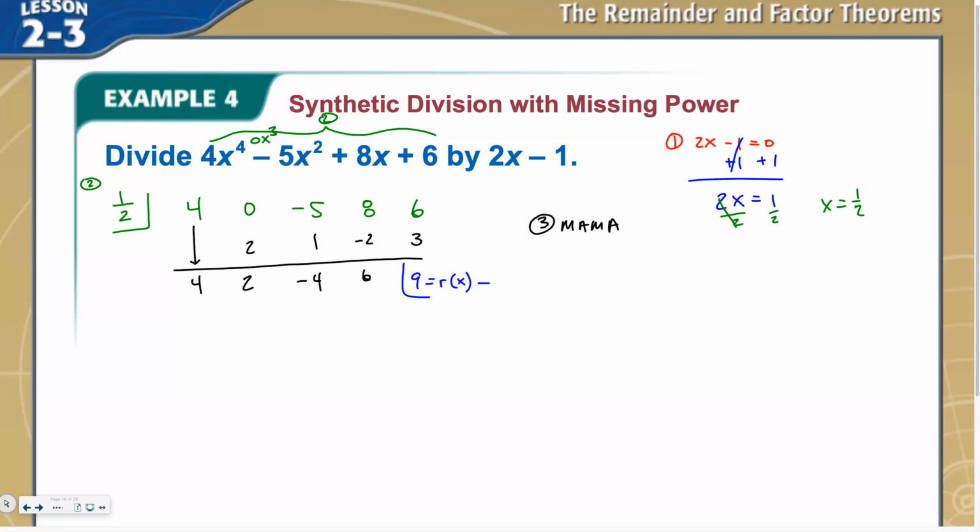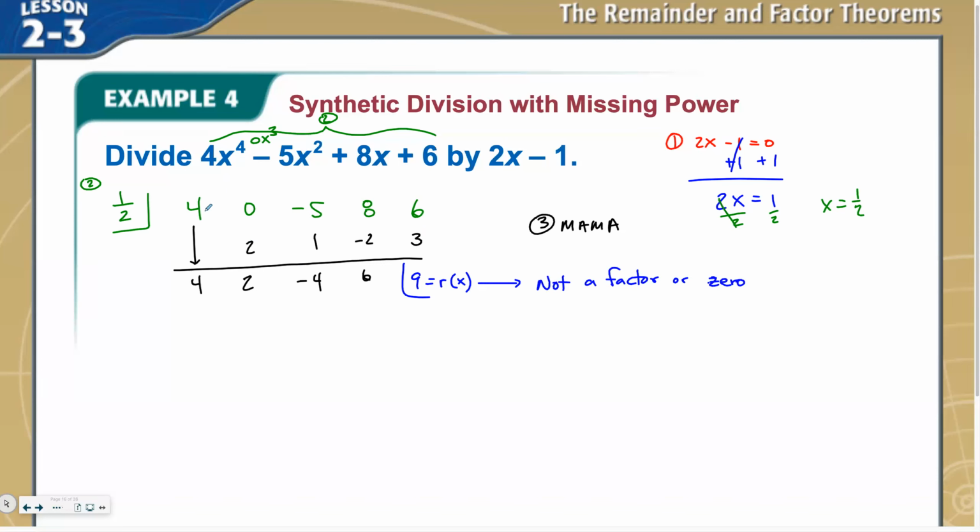Is this a factor? No. Is it a 0? No. Would graphing technique work on this? No. Graphing technique would not work because it has to be a factor or a 0 for graphing to work. So for synthetic to work, you have to be able to solve for x. For graphing to work, it has to be a factor. Other than that, you have to use long division.